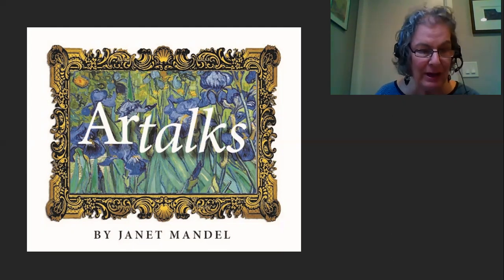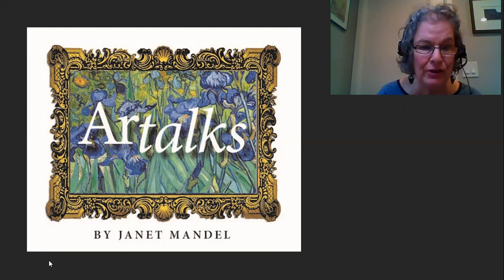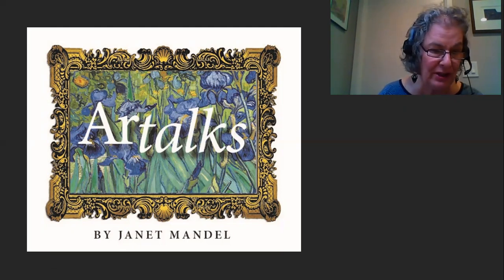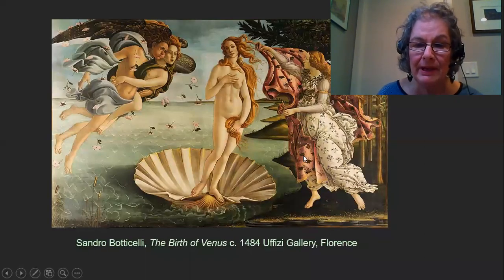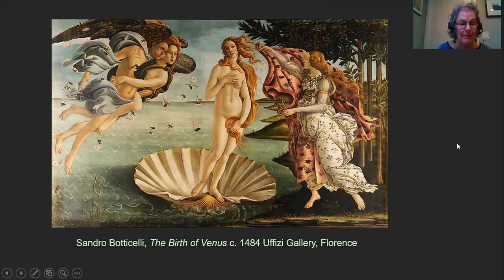Today I'm going to do Sandro Botticelli's The Birth of Venus, if I can get it up here for you. There we go, and I'll make myself a little smaller here so you can see the image. This is Botticelli's The Birth of Venus. It was painted around 1484, and it can be found in the Uffizi Gallery in Florence.